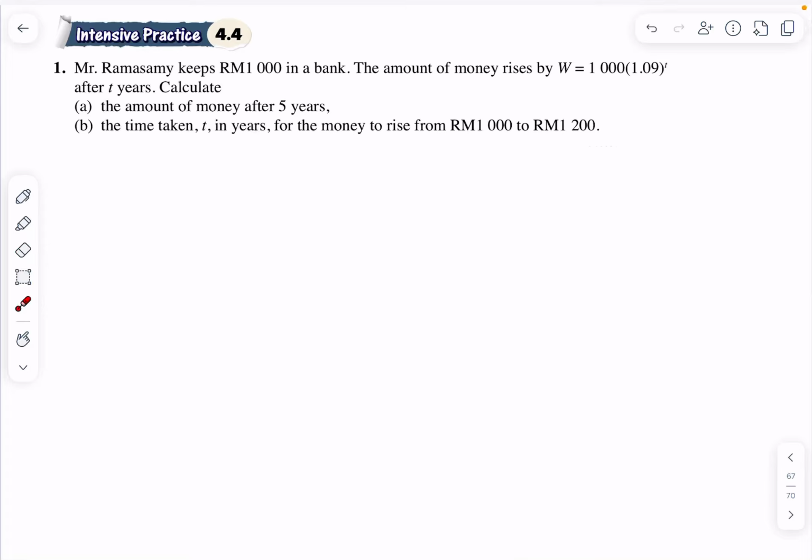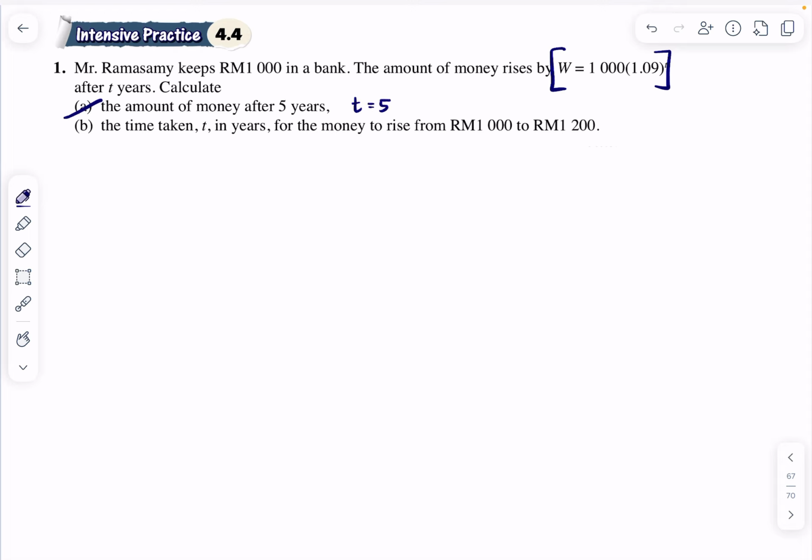Intensive practice 4.4, question 1. Mr. Ramasamy keeps 1000 ringgit in a bank. The amount of money rises by this much after t years. Okay. A. Calculate the amount of money after 5 years.